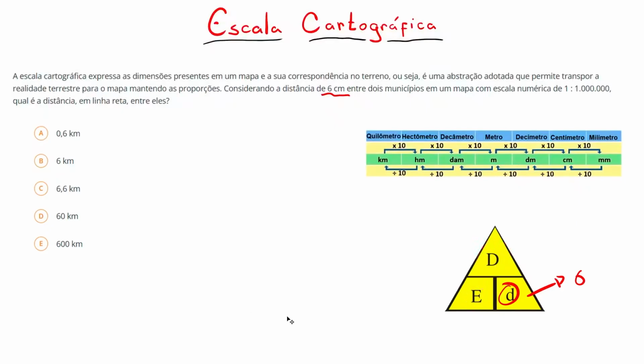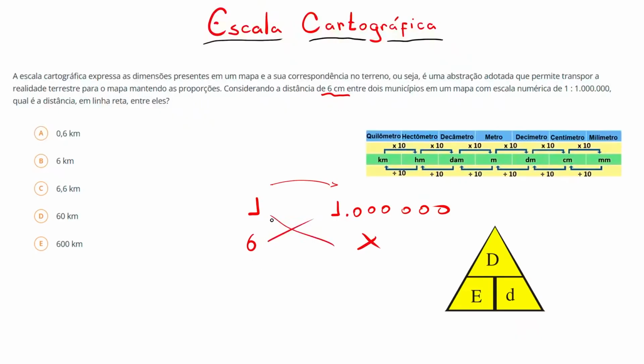So let's go. To set up the proportion, like I explained at the beginning, what is the scale of this map? 1 to 1 million, right? So, that rule. If 1 is worth 1 million, how much will 6 centimeters be worth? X. So you just have to do that cross multiplication here. X will be equal to 6 times 1 million, 6 million.